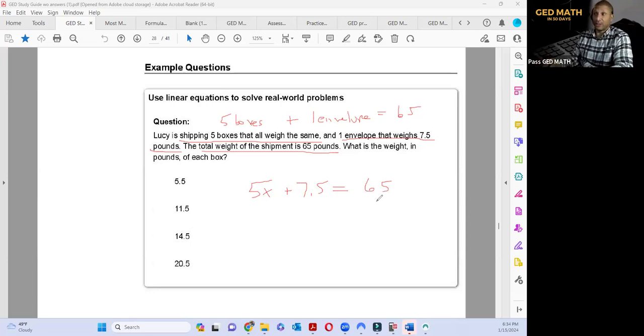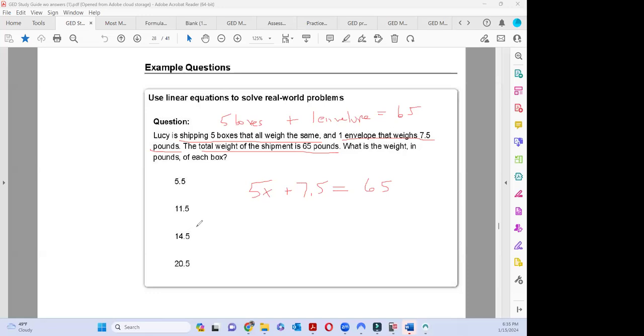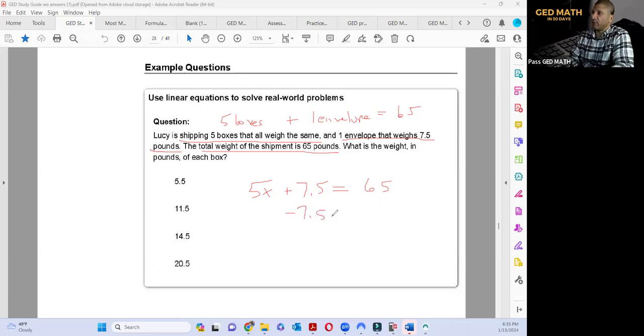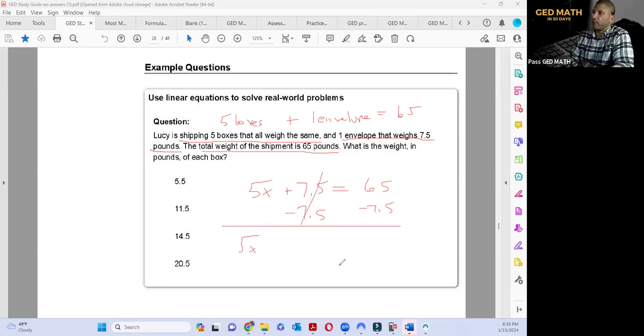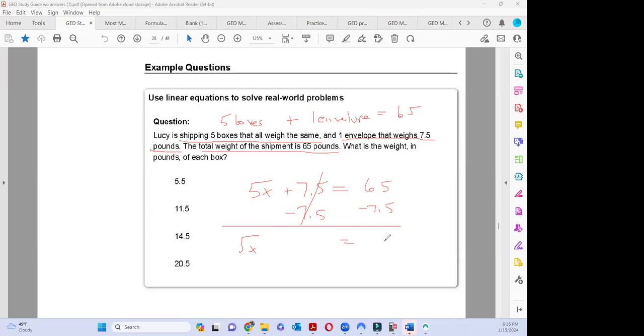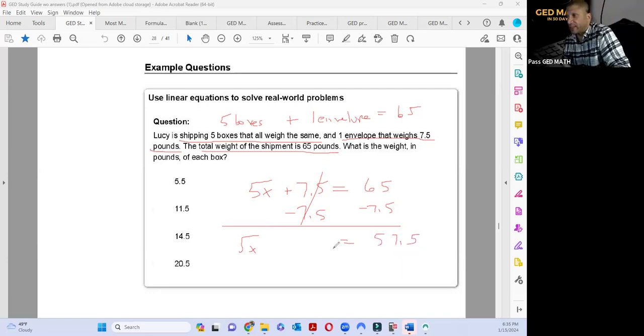That's it. So how do you solve a two-step equation? So if I get to this equation here, how do I solve this two-step equation? What do I do first? You got a minus 7.5 from both sides. Yes. You bring your 5x down. The 7.5s cancel each other out. Bring down your equal. What is 65 minus 7.5? It is 57.5. So 5x equals 57.5.